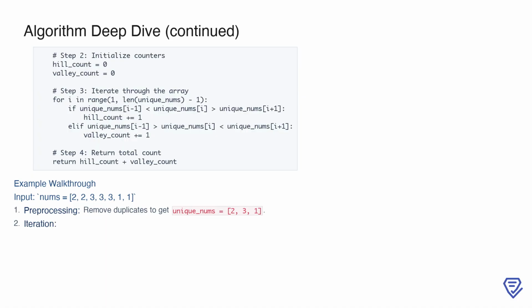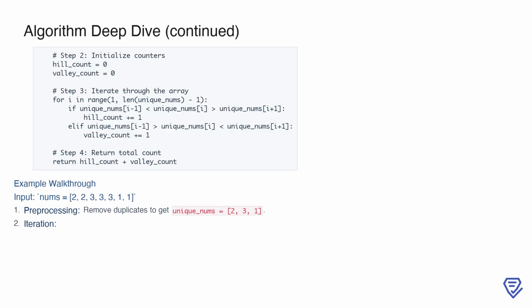The implementation of the solution begins by removing consecutive duplicates from the input array. This ensures that the remaining elements are distinct and meaningful for comparison. Next, we initialize the hill and valley counters to 0. Then, we iterate through the array, checking the conditions for hills and valleys. If the value at the current index is greater than its neighbors, we increment the hill count. If it is smaller than its neighbors, we increment the valley count. Finally, after completing the iteration, we return the sum of these two counters.